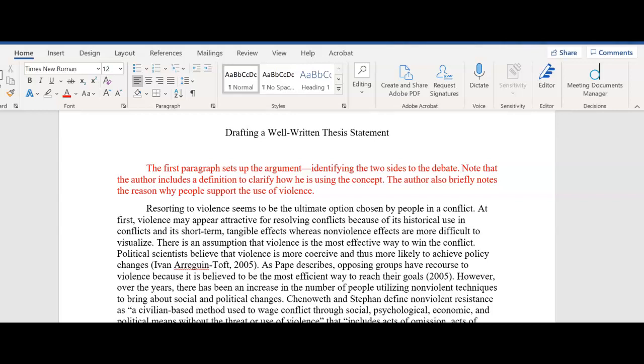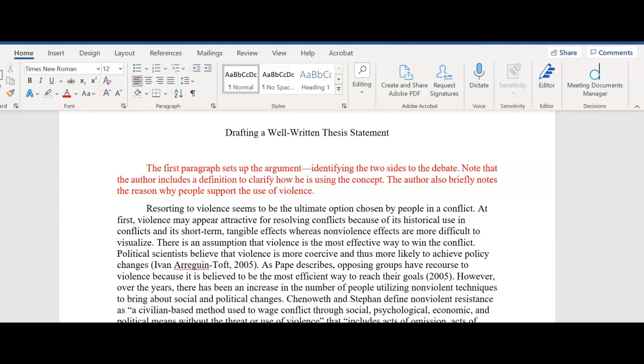So I grabbed a student example of a well-written thesis statement. It was part of a larger paper pertaining to the use of nonviolent protest techniques. So in red, and I will post this up on Blackboard for you, in red I make some comments.